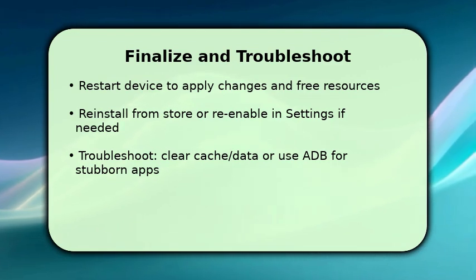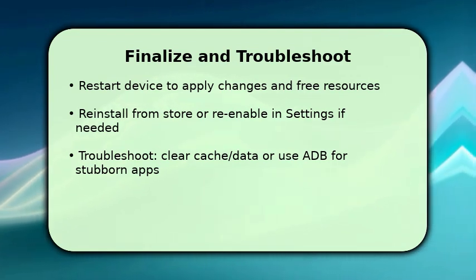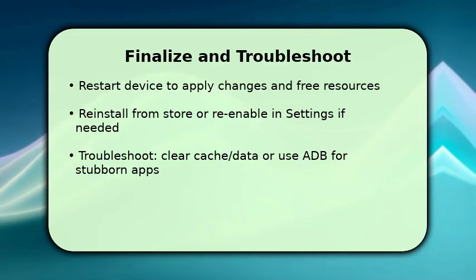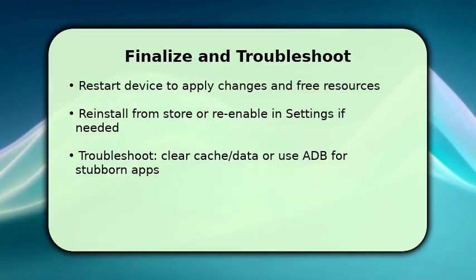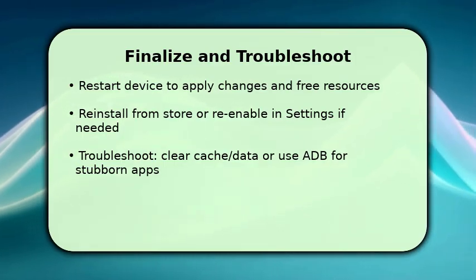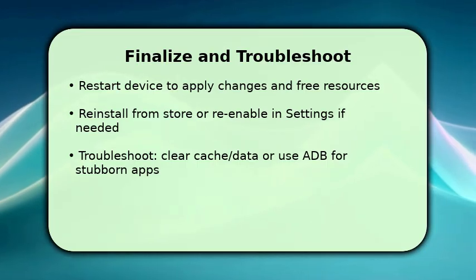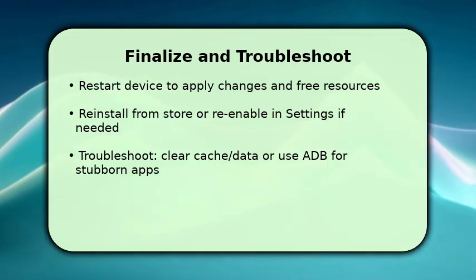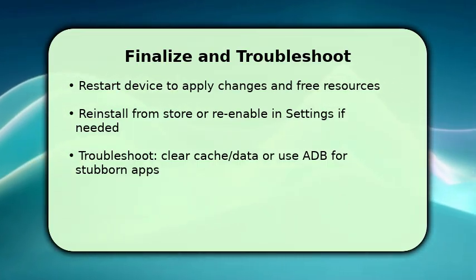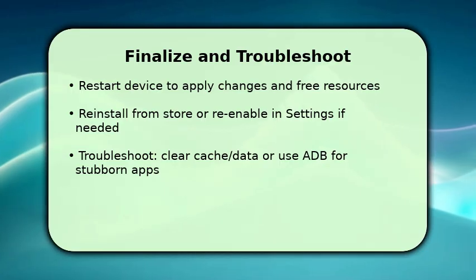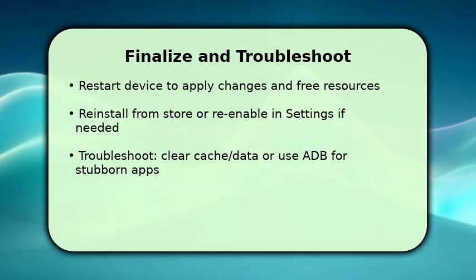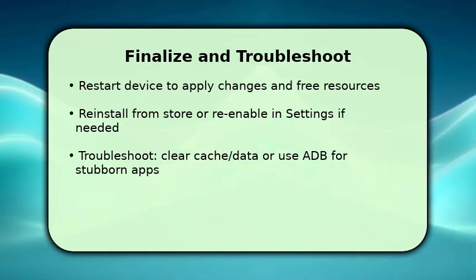Make sure to check other apps that use the camera permission and grant alternatives if needed. If you change your mind, you can reinstall from the App Store or re-enable the system app in settings. If issues appear, like persistent camera prompts, clear the camera app's cache and data, and if that fails, use ADB removal or consult support. Those steps resolve most stubborn or residual problems.